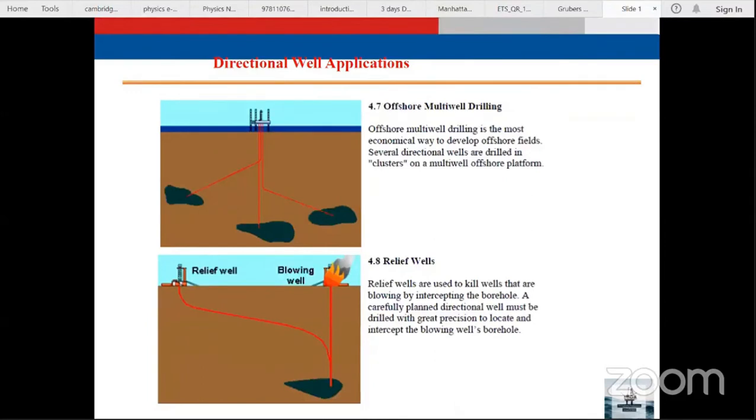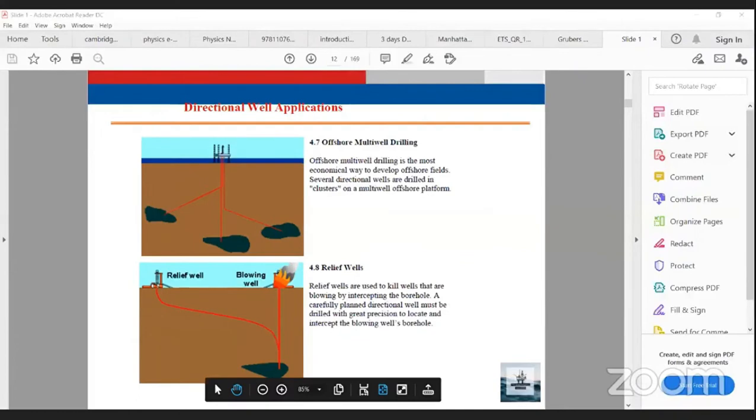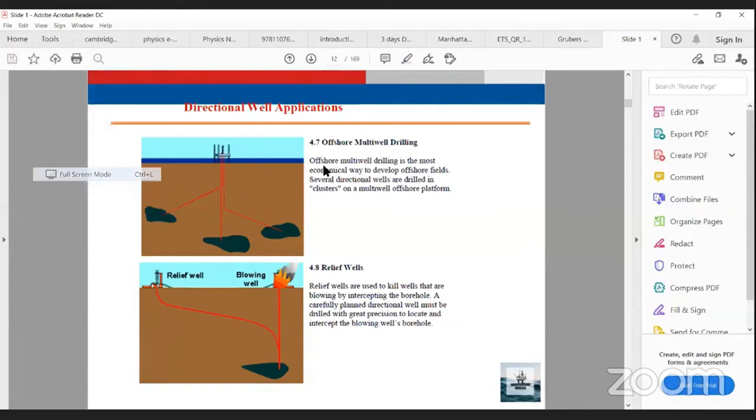Another application of directional drilling is... Is this voice clear or not? Sir, it's breaking, so please check it out. Okay. Is it clear now? Yeah, now it's okay, sir. Okay now? Okay, sure.